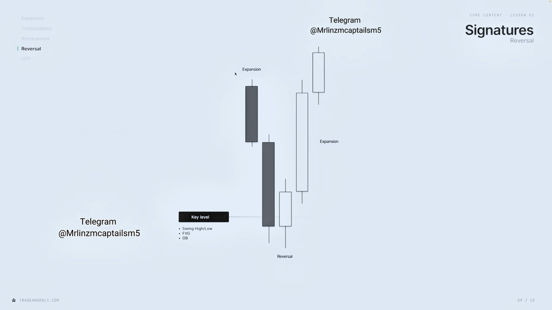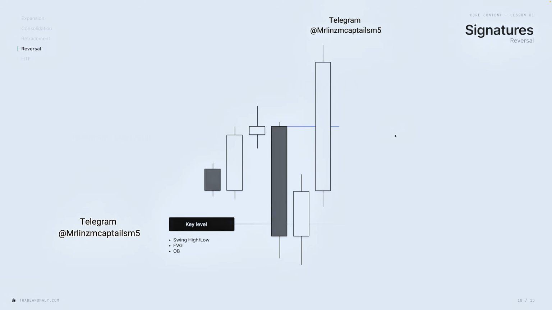This is simply when price expands into a key level, expands away, giving us that V-shaped signature. This is what you will look for on all time frames to confirm your high probability reversal. Now let's talk about the confirmation to a reversal. It is simply the expansion into the key level.